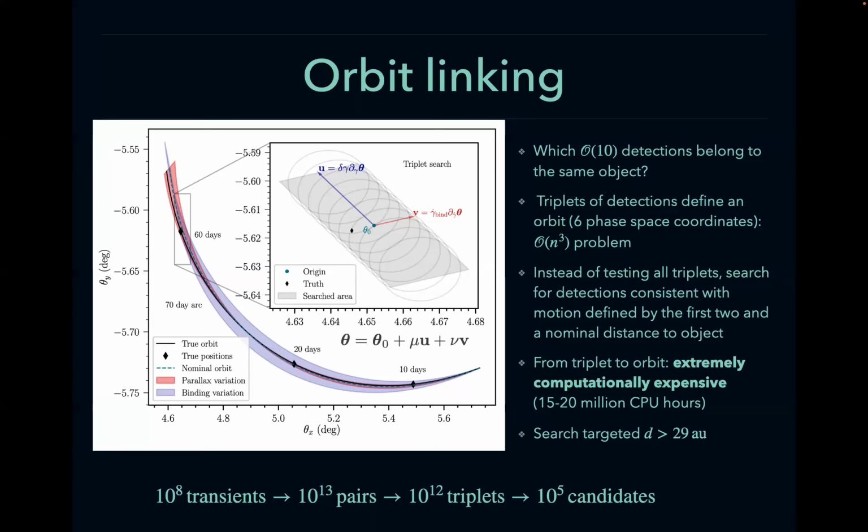So instead of doing an order N-queue problem, which would be completely unfeasible with 100 million detections, we can actually have a much smaller number of triplets. So to give you a sense of scale, we started with 10 to the 8 transients, and we ended up having to fit 10 to the 12 orbits. And once again, this was a very computationally expensive task. It took us between 15 and 20 million CPU hours, and we could only target things beyond 29 AU. So that's essentially Neptune and further. To find things closer would take a lot more than that because the scaling with distance is crazy.